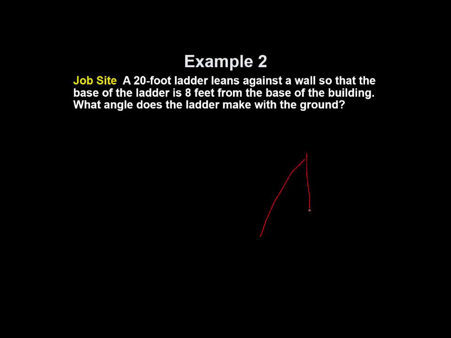The second example says at a job site, a 20-foot ladder leans against a wall so that the base of the ladder is 8 feet from the base of the building. So I know this measurement right here is 8 feet. Okay. I know that this ladder is 20 feet tall. I need to figure out what angle the ladder makes with the ground. I'm trying to figure out this measurement right here.